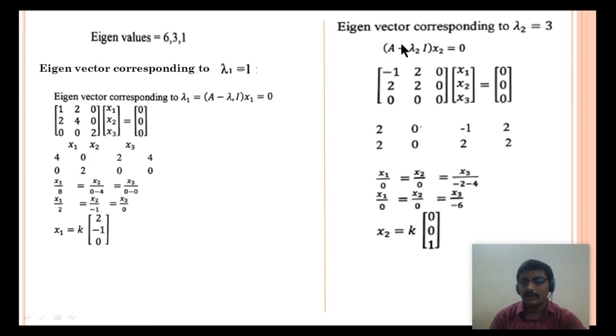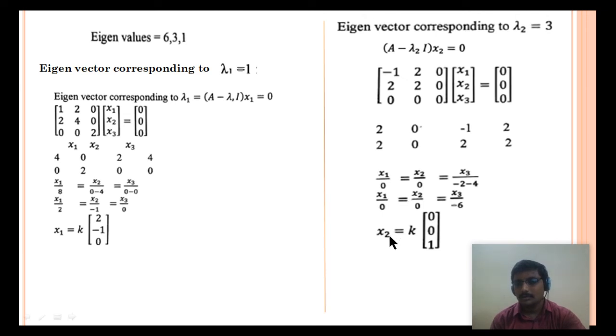So for another eigenvector, corresponding to the eigenvalue lambda 2 equal to 3, we will find it like this. For this we have to consider the equation (A minus lambda 2 I) x2 equal to 0. So subtracting the number 3 from the principal diagonal elements, we will have the equivalent matrix like this, and we will solve using the cross multiplication method.